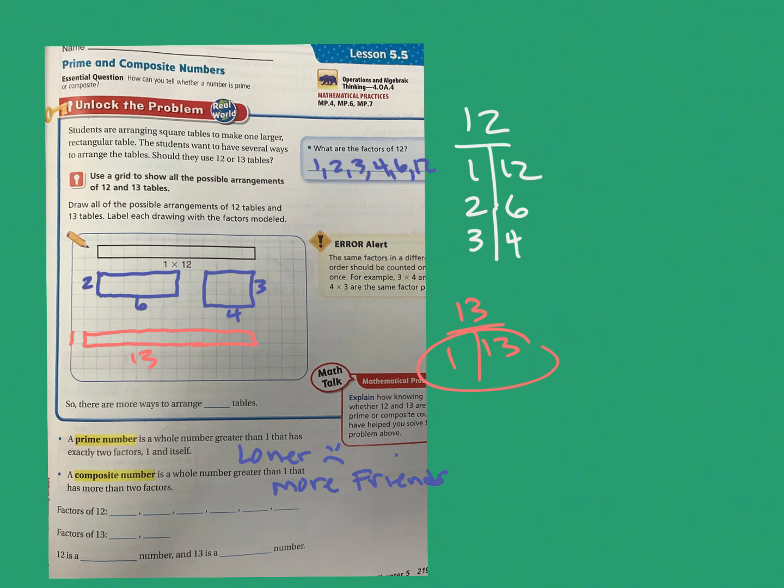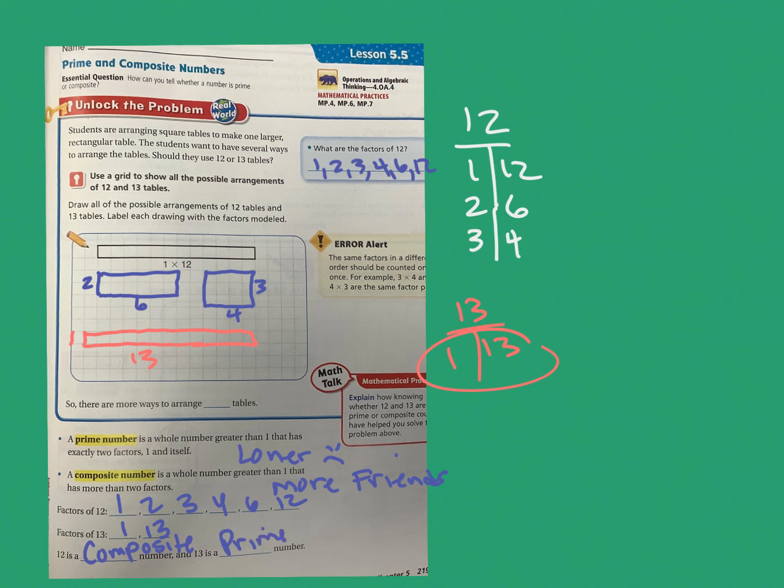So the factors of 12 we found out were 1, 2, 3, 4, 6, 12. Lots of friends. Factors of 13, just 1 and himself, and that's it, all by himself. 12 is a composite number. Not enough room to put there. And then 13 is a prime number.